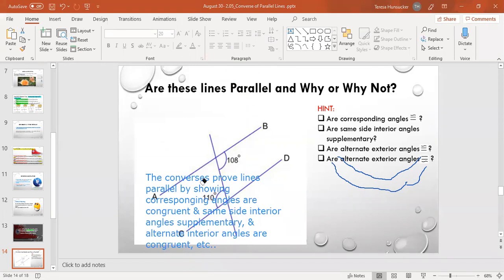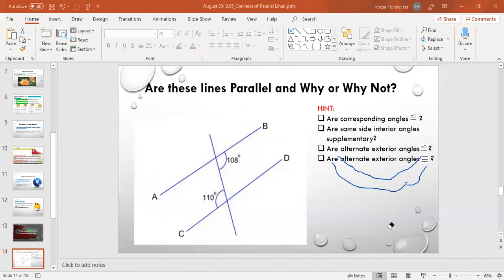Let me use my eraser so you can see it. And there's some hints. Are corresponding angles congruent? Are same side interior angles supplementary? Are alternate exterior angles supplementary? And this one was supposed to say alternate interior angles. So that should say alternate interior.